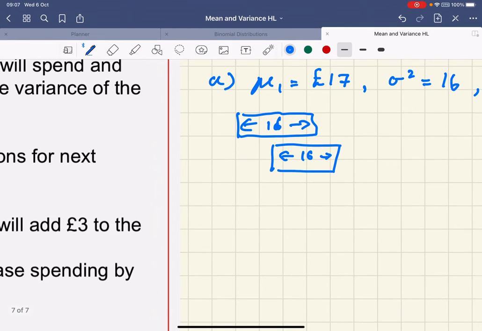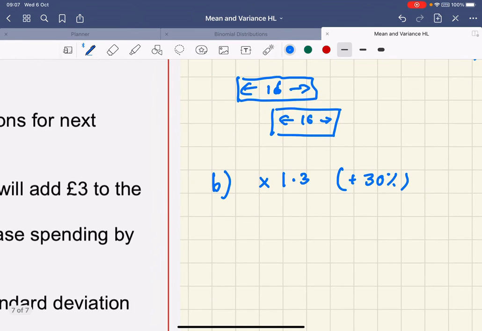So B is a little bit more complicated. When I add 30%, my multiplying factor is 1.3. So that's the same as adding 30% to something. Now what I do here for the second mean is I take 14, the original mean, and I times it by 1.3. So that will give me 14 times 1.3, 18 pounds and 20.